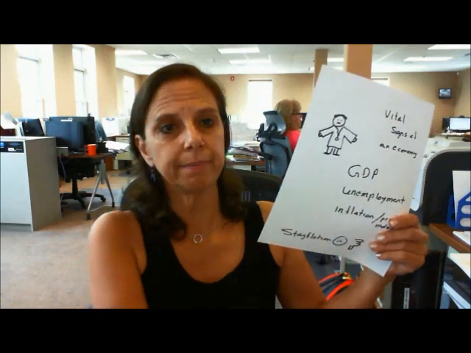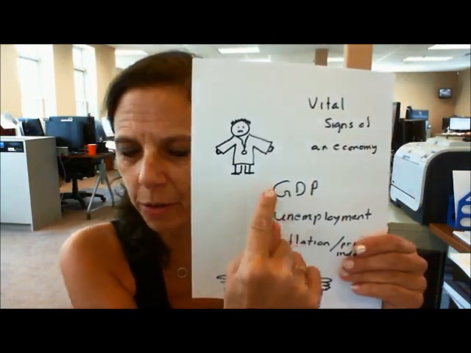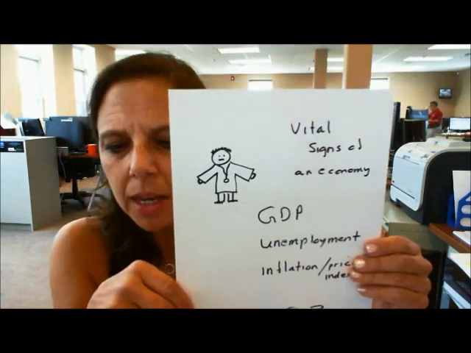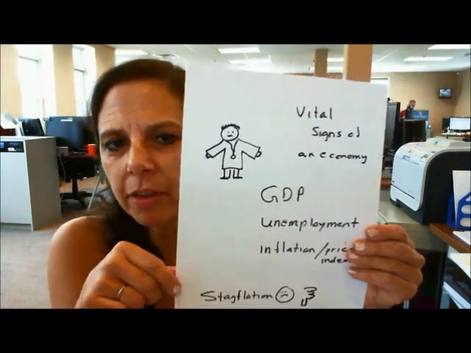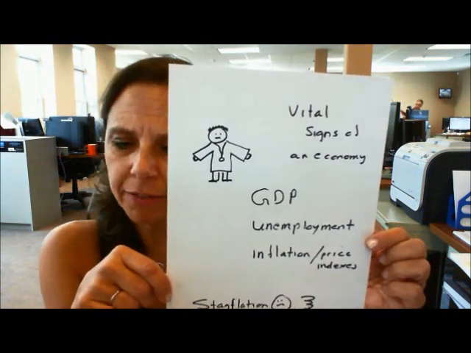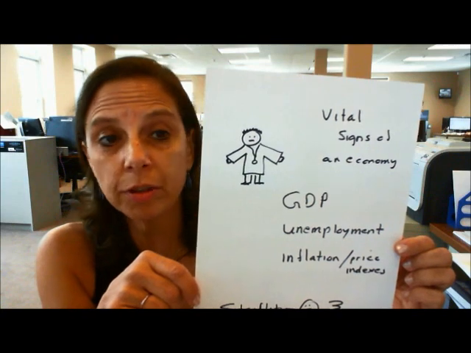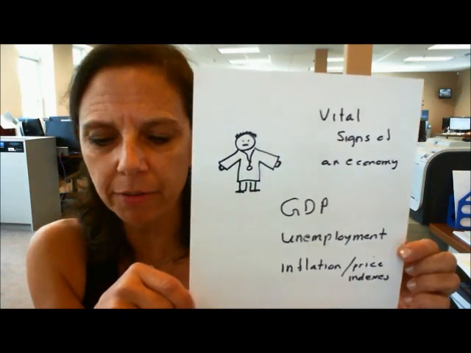What are the vital signs of an economy like the United States? This is a doctor. See his stethoscope? Oops, stethoscope. Okay. The main ones outlined by the book were GDP, gross domestic product, unemployment rate, and inflation or price indexes. There are other important indicators, and we will get to those during our class exercise, which I think will be a lot of fun.